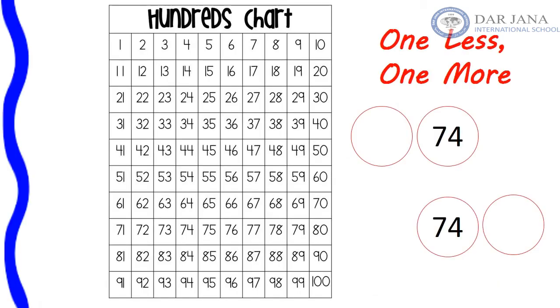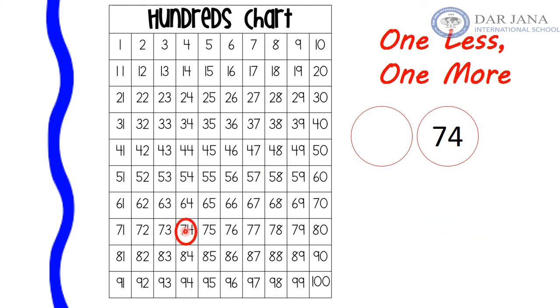What is the first step that we need to do? That's right, we have to find number 74 on the hundreds chart. So here is 74. When we sing the song together, we will know what is the answer required. We look at 74 and we see that the answer should be on the left side. When it's on the left side, it means 1 less.